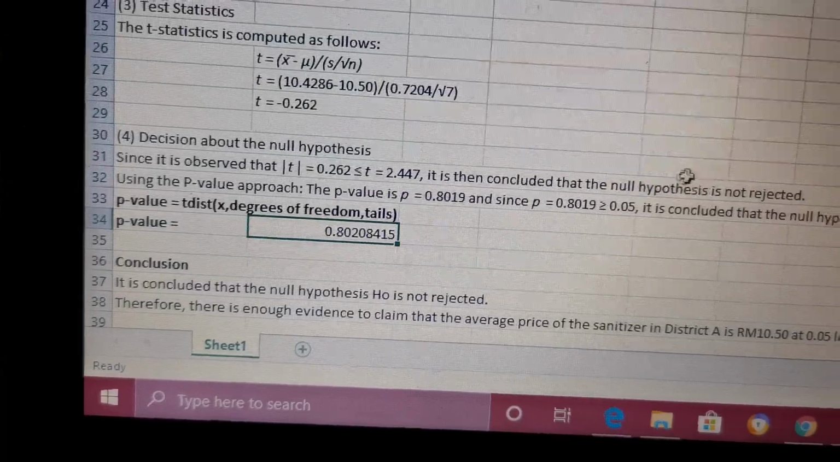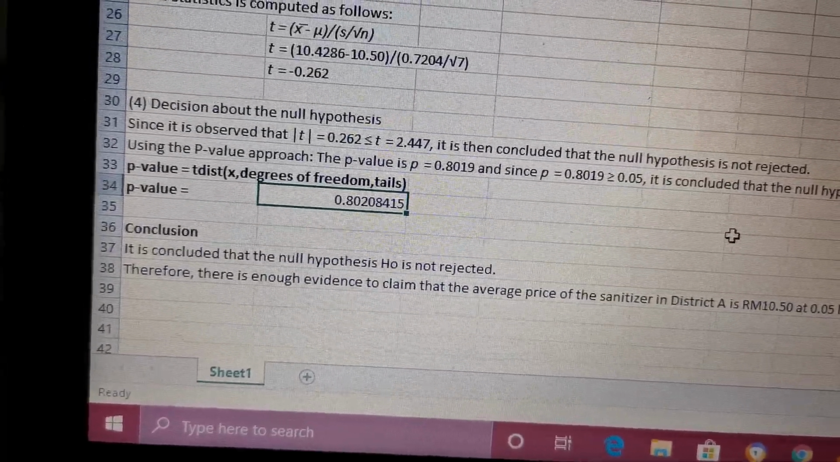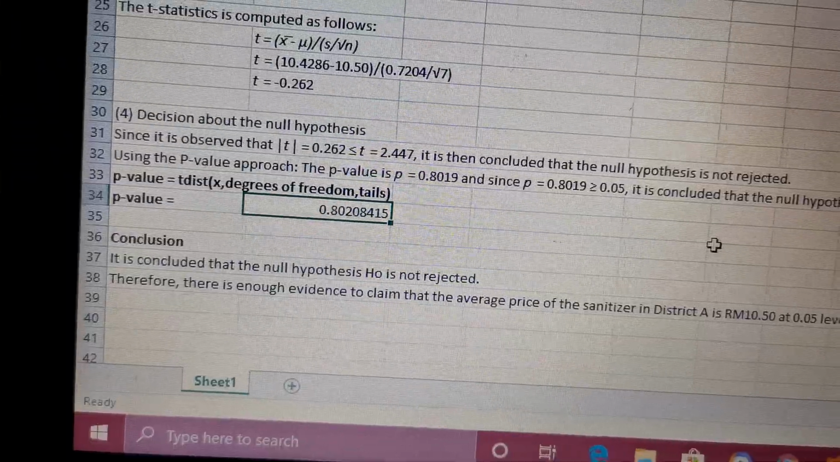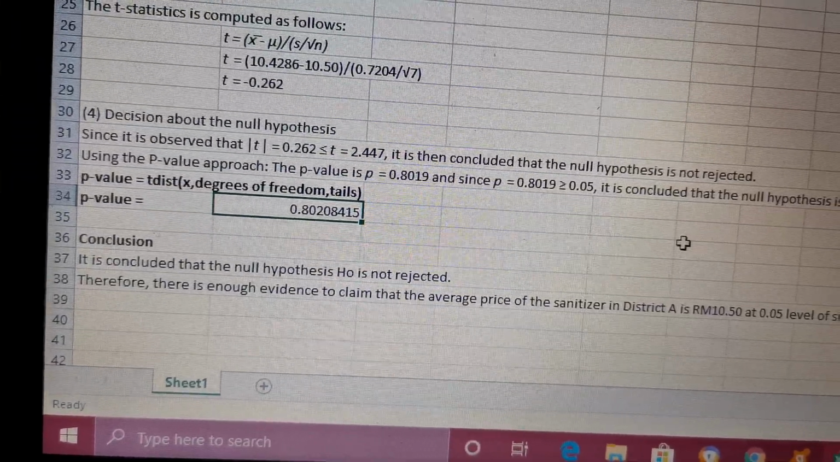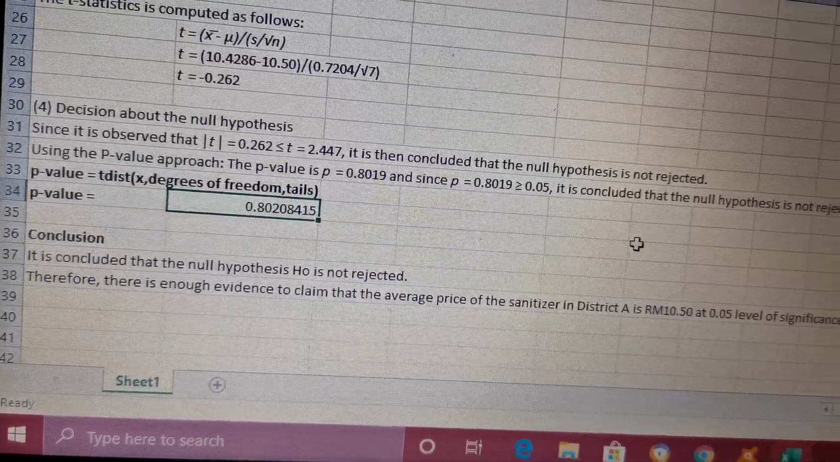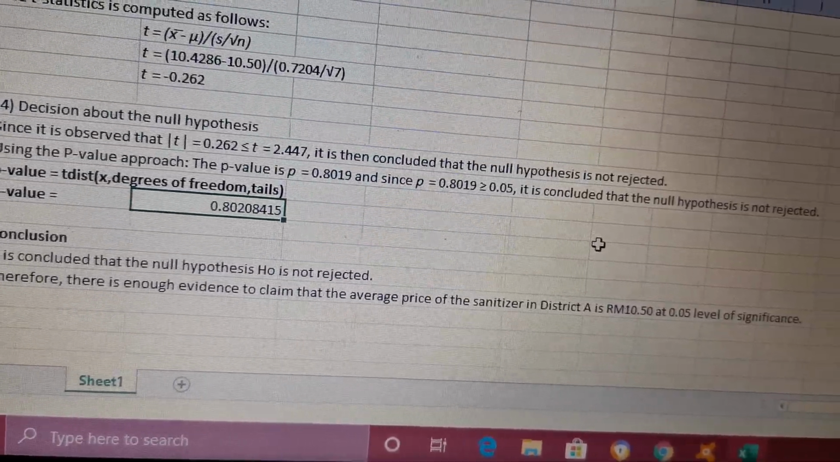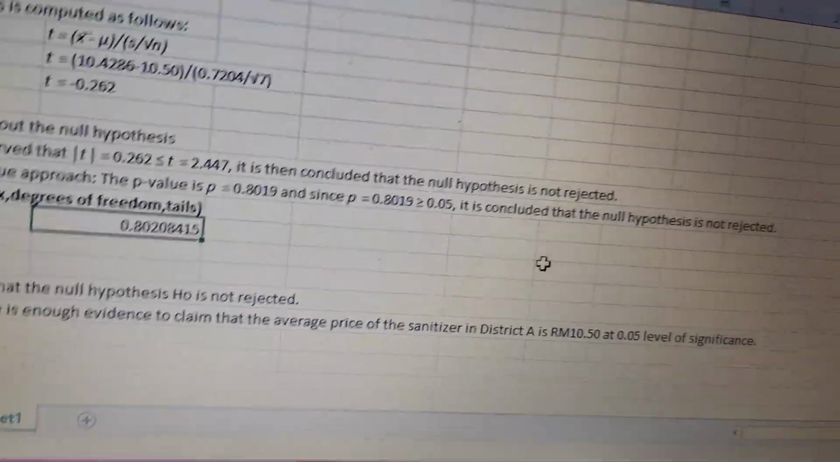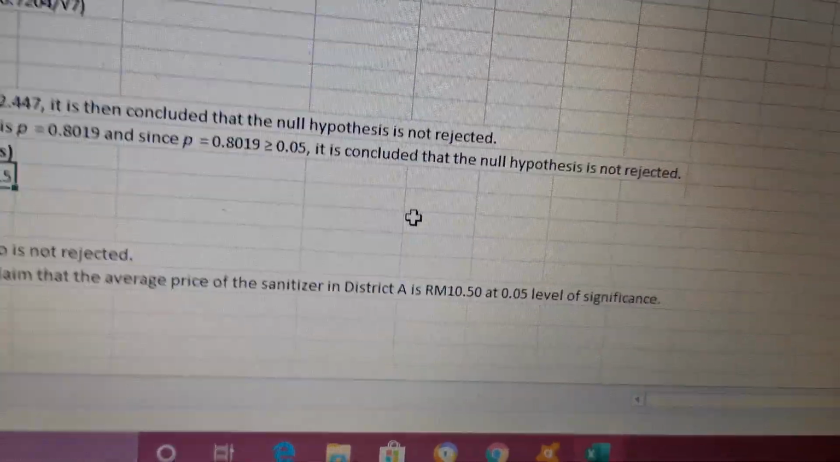So the conclusion for question 1 is that the null hypothesis is not rejected. Therefore, there is enough evidence to claim that the average price of the sanitizer in District A is 10 ringgit and 50 cents at 0.05 level of significance.